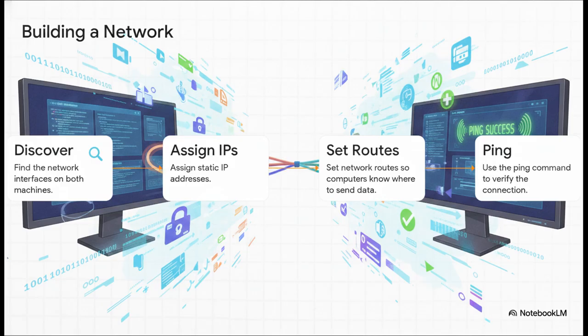Step 1, you have to discover the network interfaces on both machines using the command line. Step 2, you manually assign static IP addresses to each machine, and you typically use the 169.254 block, which is reserved for self-assigned IPs. Step 3, you explicitly set the network routes so each computer knows exactly where to send its data. And finally, Step 4, you use the ping command to verify that the connection is actually alive.